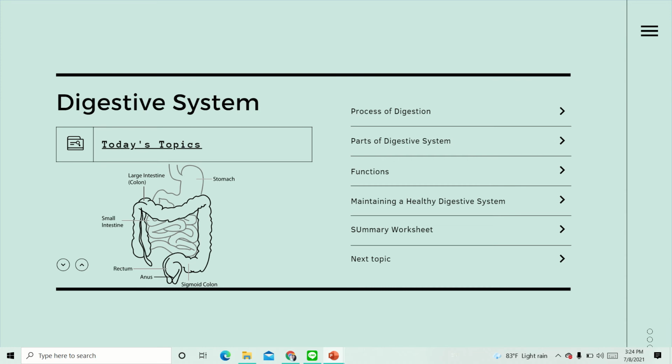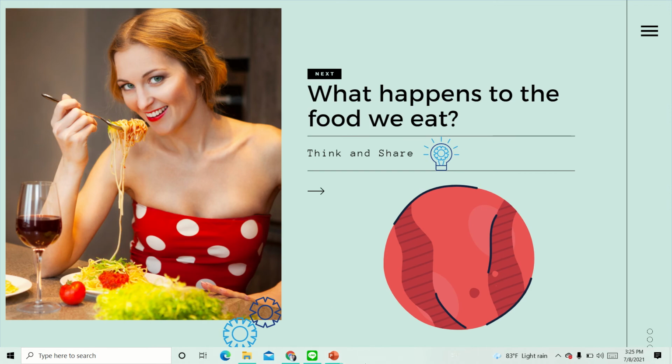The parts of the digestive system also, or what are the organs that make up the digestive system, their functions, and how to maintain a healthy digestive system. After that, Teacher Sasa will give you a worksheet to test how much you learned from this topic. So are you ready? I will begin.